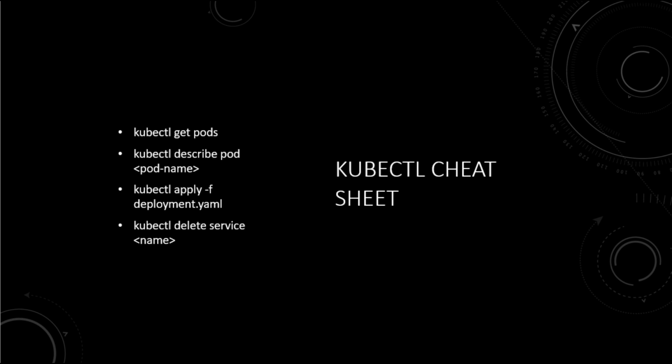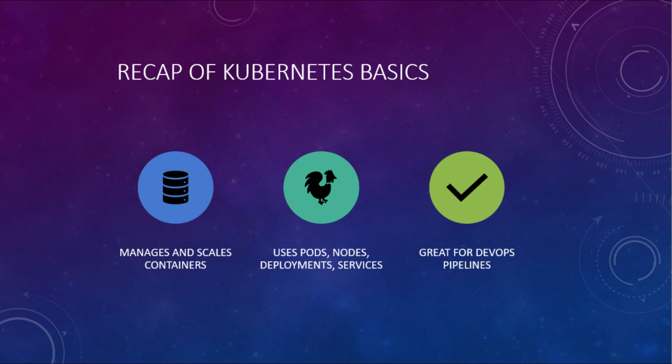So let's recap what we learned today. Kubernetes helps manage and scale containers. Pods, nodes, deployments, and services are key concepts. K8s automates scaling, healing, and updates. It works perfectly with CI/CD pipelines.